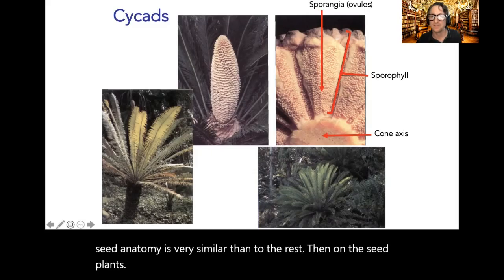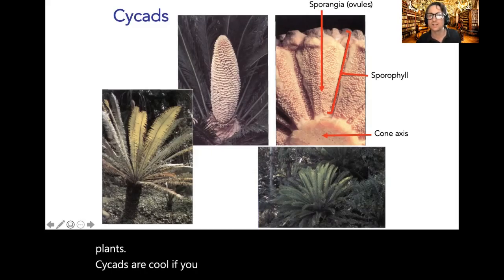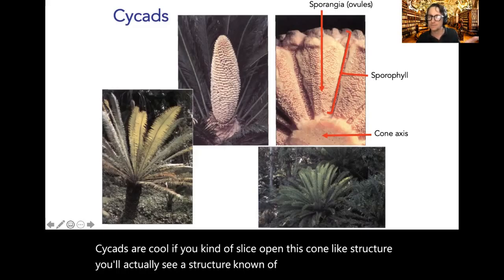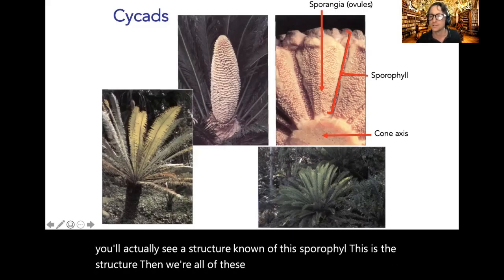Cycads are cool. If you slice open this cone-like structure, you'll see a structure known as the sporophyll. This is the structure where all of these sporangia and the ovules are located on the inside. Okay.